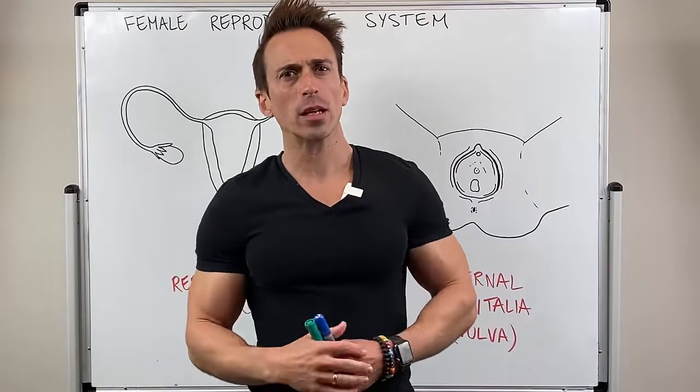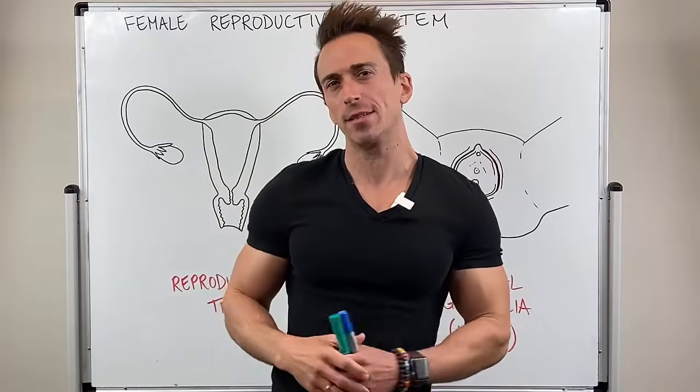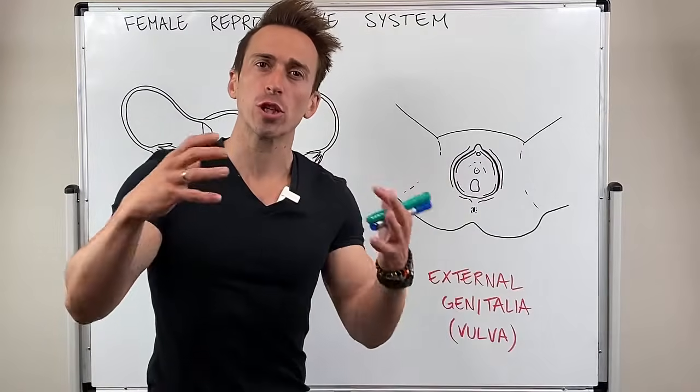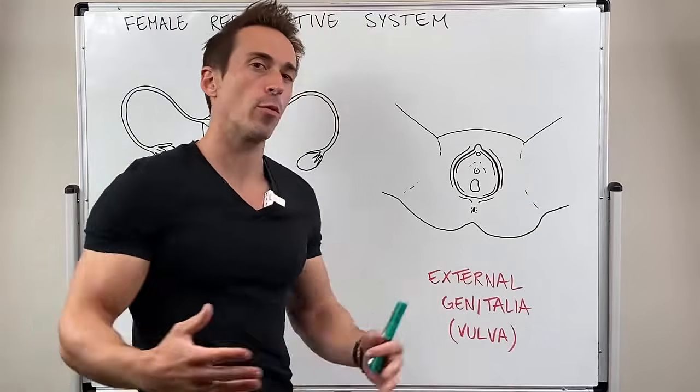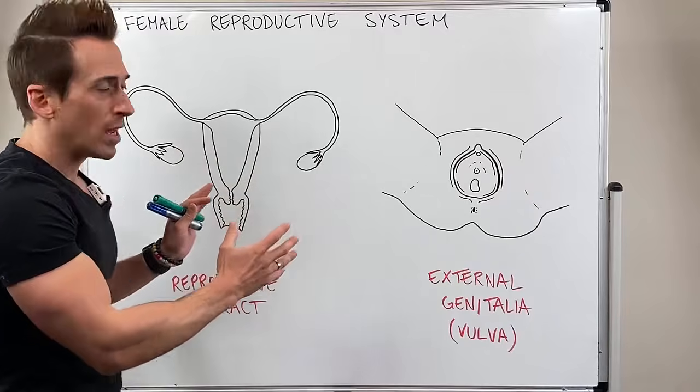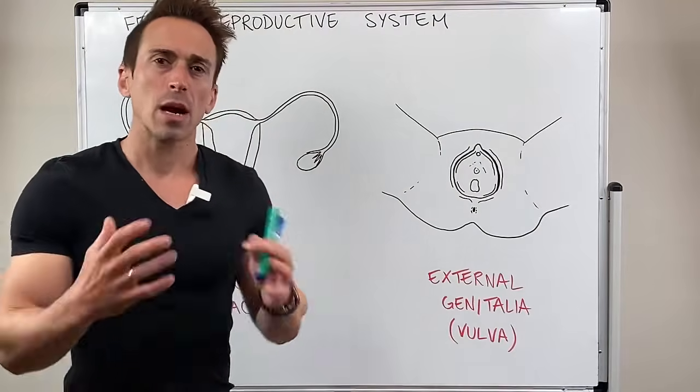In this video we're going to take a look at the female reproductive system. Now to begin with, I think we should look at the external anatomy or the external genitalia, also known as the vulva of the female reproductive system, and then we'll move through and have a look at the female reproductive tract. So when we look at the external anatomy, a couple of things.